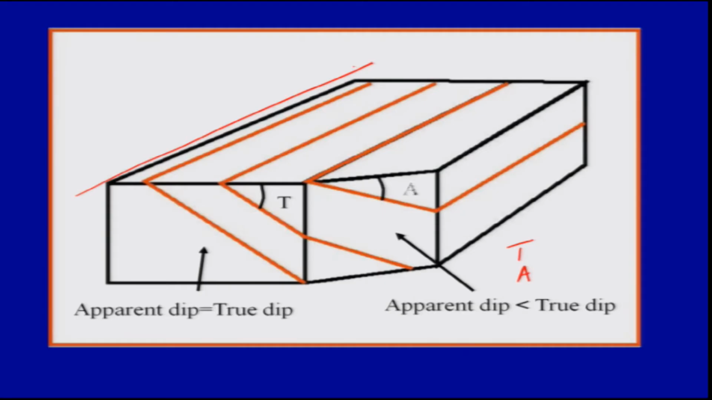And if you are looking almost parallel to the dipping surfaces, then you will see horizontal layers. You won't be able to see any inclined layers. So here the apparent dip is almost 0, and even the true dip is 0, because you won't be able to measure anything.